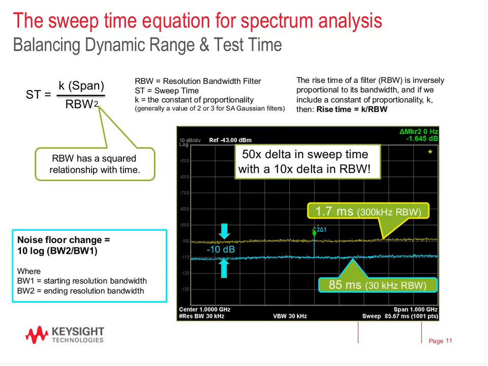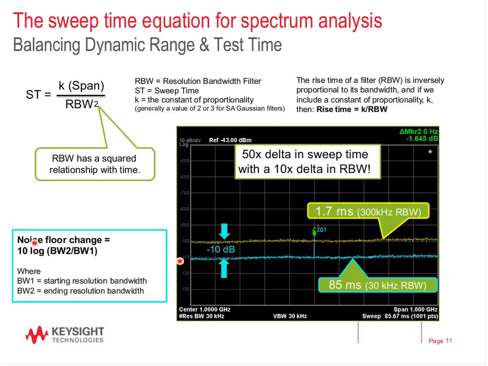So here in this graphic on the right, on the top yellow graphic, we're showing a 300 kilohertz res bandwidth filter. Sweep time in this situation over a gigahertz span is about 1.7 milliseconds. Now, when you drop that by an order of magnitude to about 30 kilohertz res bandwidth, it jumps up to about 85 milliseconds.